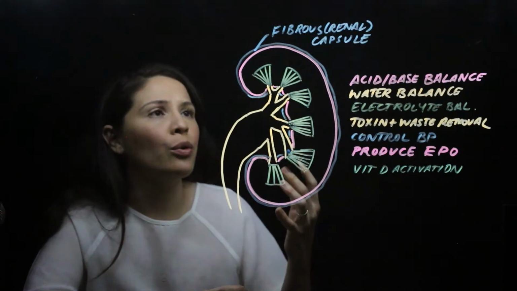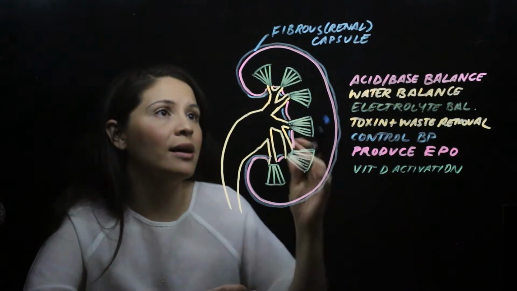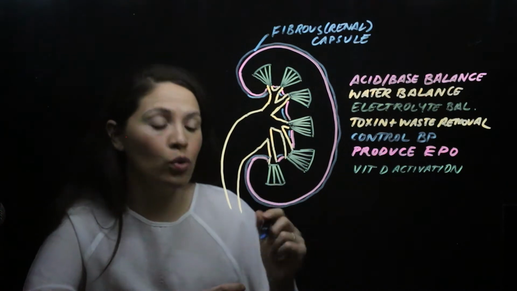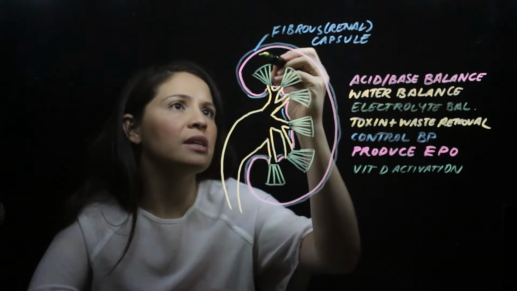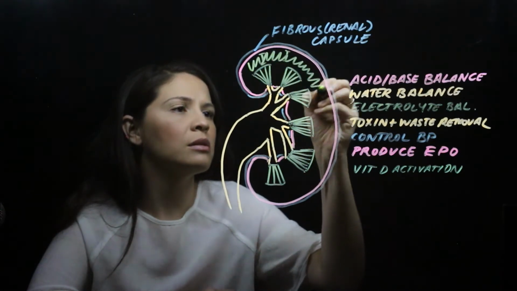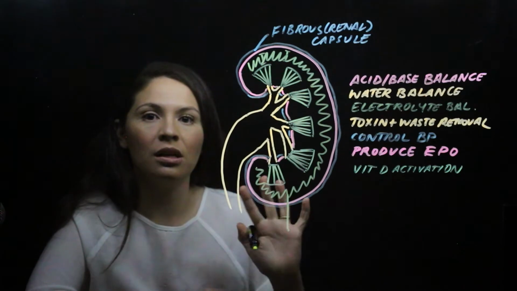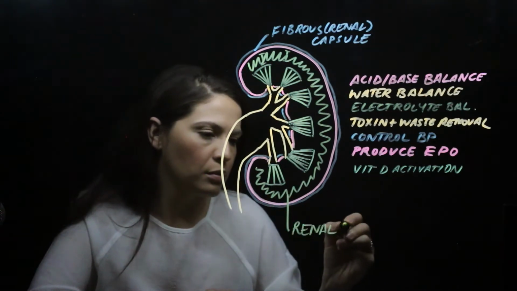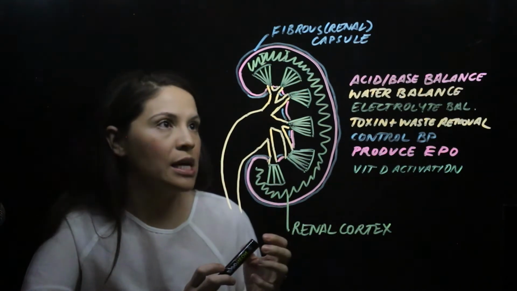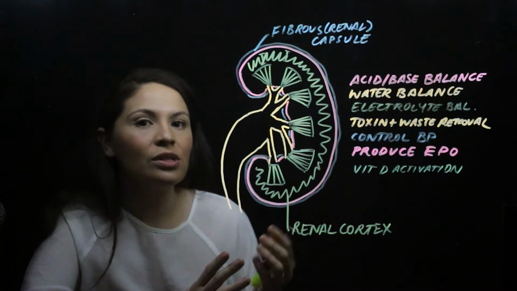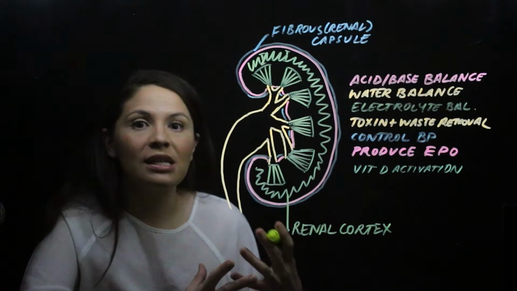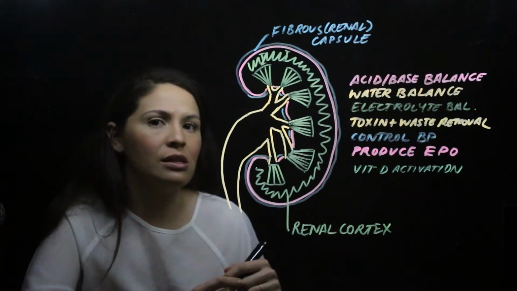So immediately below or deep to that capsule layer, we have this layer in here. And this is called the renal cortex. So all of this between here and here. So I'll just do a squiggly line. So that is the renal cortex. And so what you find within the renal cortex are the nephrons, and the nephrons are the functional unit of the kidney, and they're the functional units that are responsible for the majority of the functions that I've listed here.